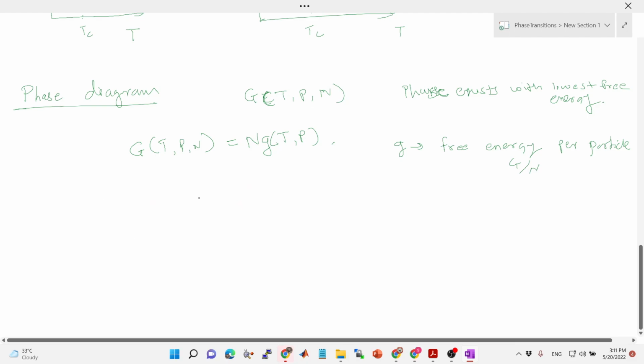As we also have in the previous expression we looked at, G can also be written as mu times N. If you compare these two equations, you will see that mu is equal to g of T and P. So you can say that the chemical potential is nothing but the free energy per particle.